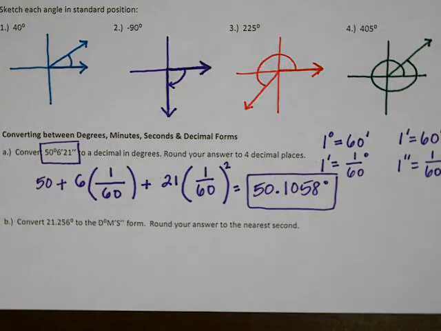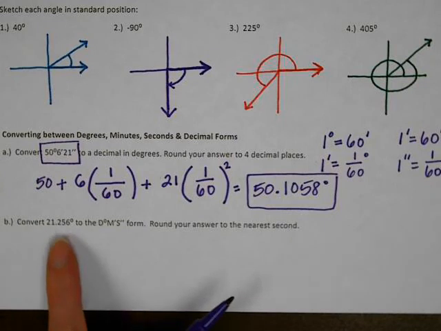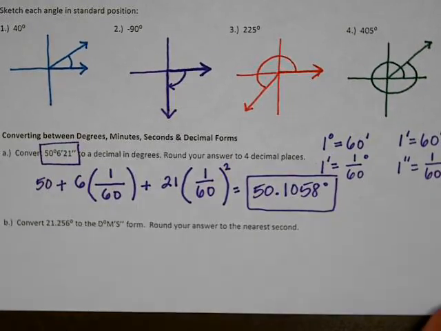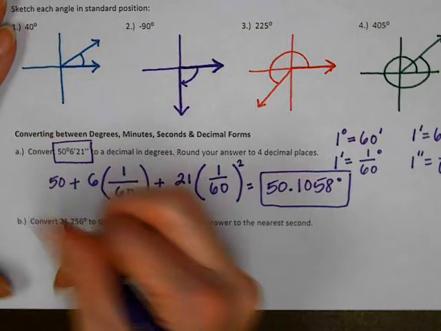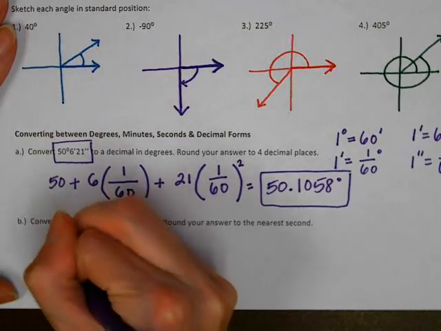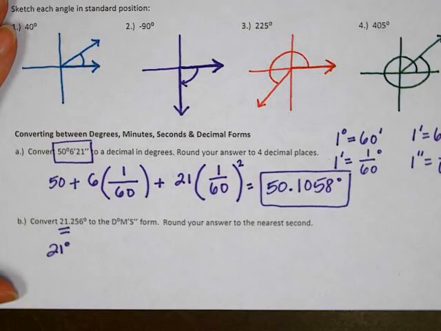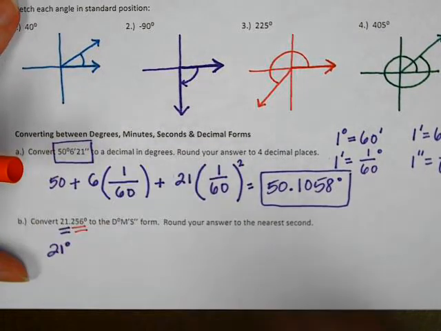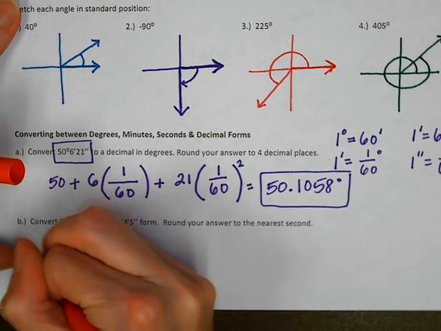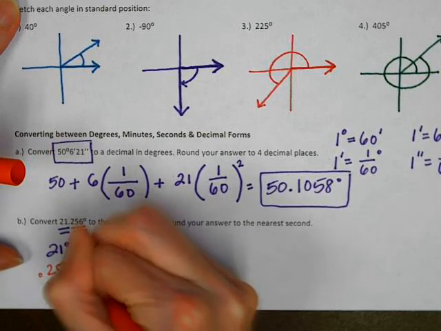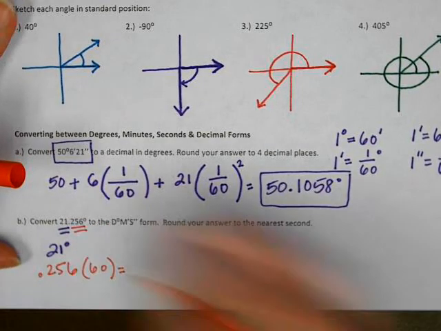Now, B is just going backwards. They want you to convert the decimal form into degrees, minutes, seconds. Okay, so obviously we know we have 21 degrees. Now let's work with the decimal that we have, 0.256. Let's go ahead and multiply that by 60 to see how many minutes we have.